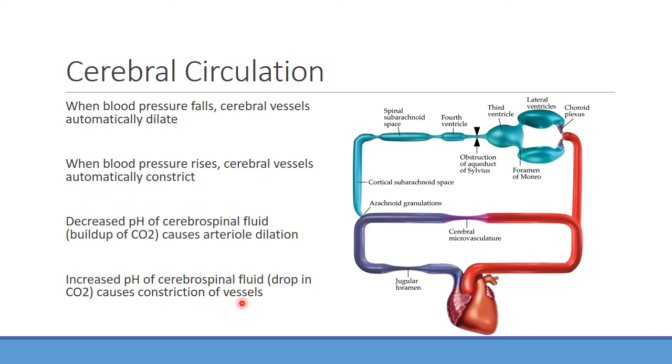So imagine if someone were hyperventilating into a bag, that would actually end up blowing off a lot of the CO2. They would get more alkalotic. The brain could respond to that by causing constriction of the blood vessels, limiting the change in pH that could occur there.